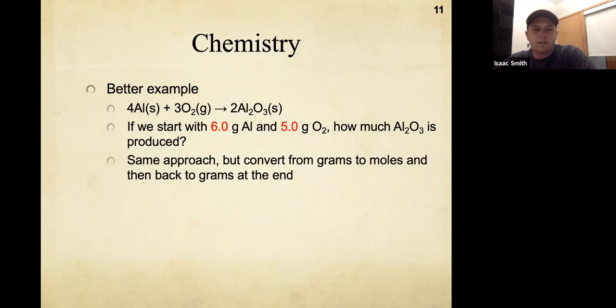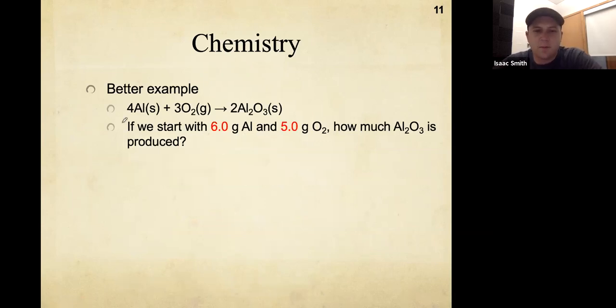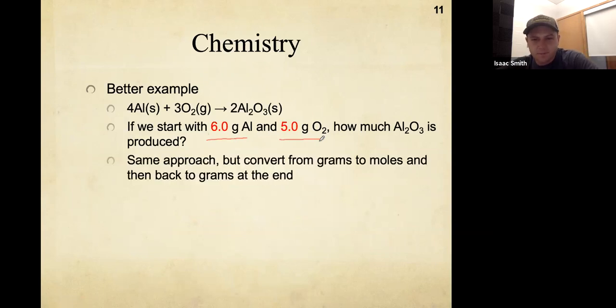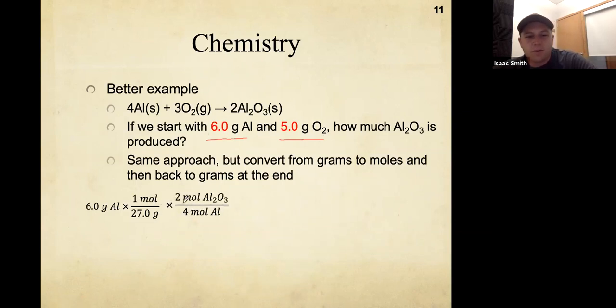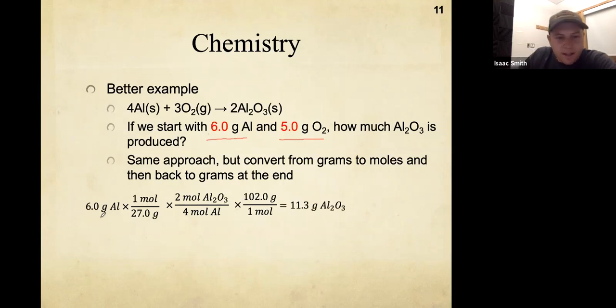Let's see. Okay. So in this one, very similar, but we're actually starting with grams of each one. So in this case, we're doing a mass calculation, but we have to start with grams. If we start with grams of aluminum, here we're going to first convert to moles of aluminum using the molar mass, like we've done before. Then we can use the mole ratio, so we can go from 4 moles of aluminum to 2 moles of aluminum oxide. And then we can convert from moles of aluminum oxide to grams. And we can say that from 6 grams of aluminum, we can produce 11.3 grams of aluminum oxide.